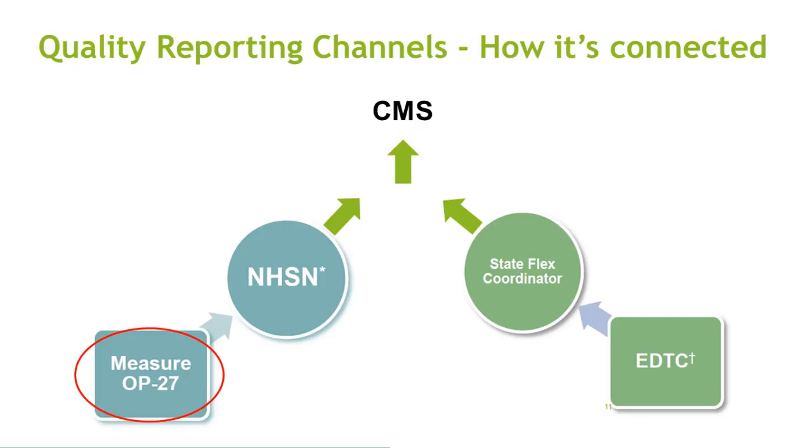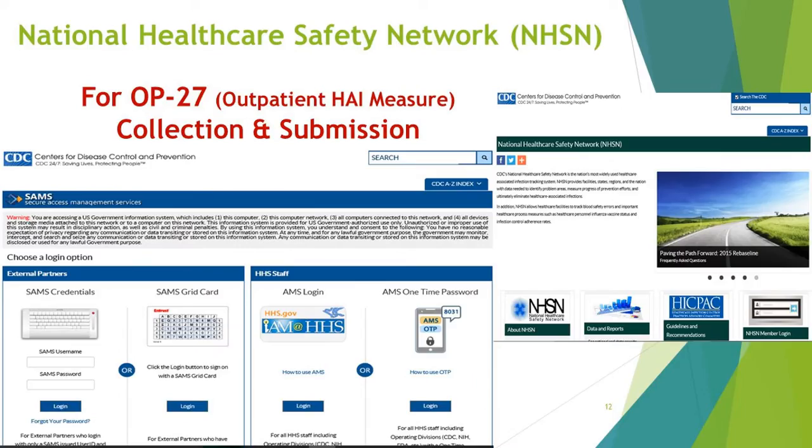For the OP27, the outpatient healthcare personnel vaccination measure, we're going to focus just on the red circle here. That is all collected and entered into NHSN, and then it goes from NHSN to the feds. Here's a little visual. This is a couple screenshots of the CDC website of where your infection control or infection preventionist would log in to submit all of the healthcare or hospital-associated infection measures, which includes OP27.